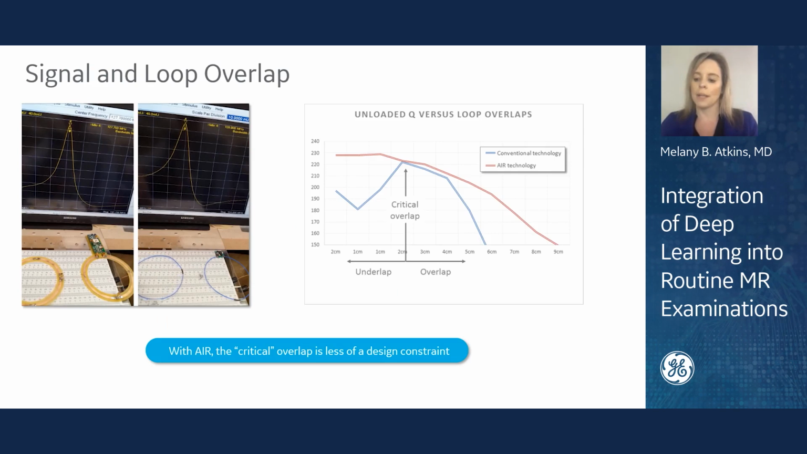Now, one of the biggest limitations of coil technology is really overlap versus underlap. And what you can see here in this video demonstration with traditional coil technology, as we move the coil elements too close, we get decoupling. But if you have the coil elements too far away, then we get regions of signal loss. And the critical overlap or the issues with decoupling are really no longer a problem with air coil technology. We don't have the shadowing or signal loss like we do in traditional coils, as you can see in this graph here on the right.